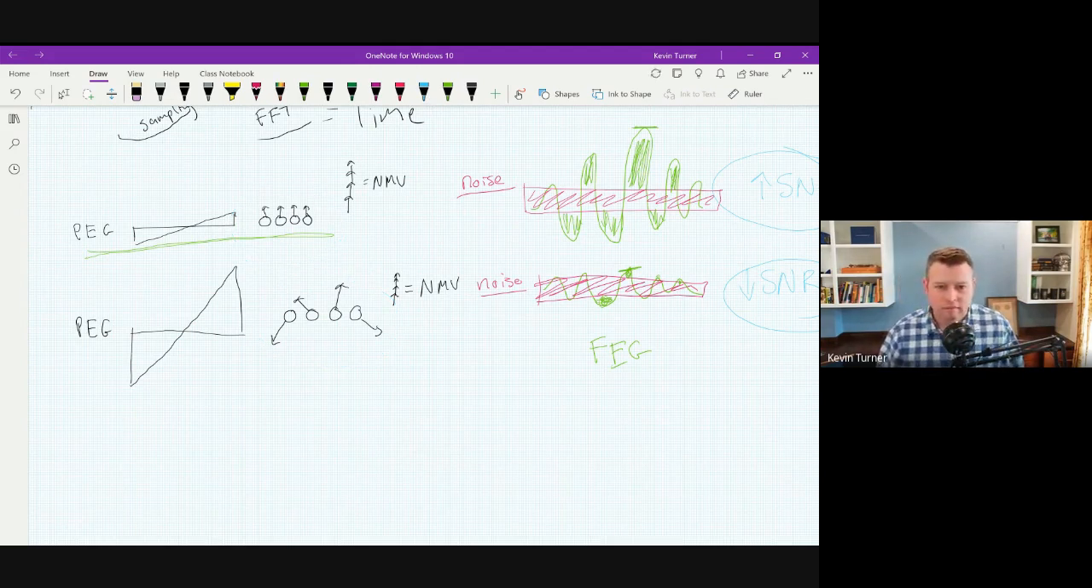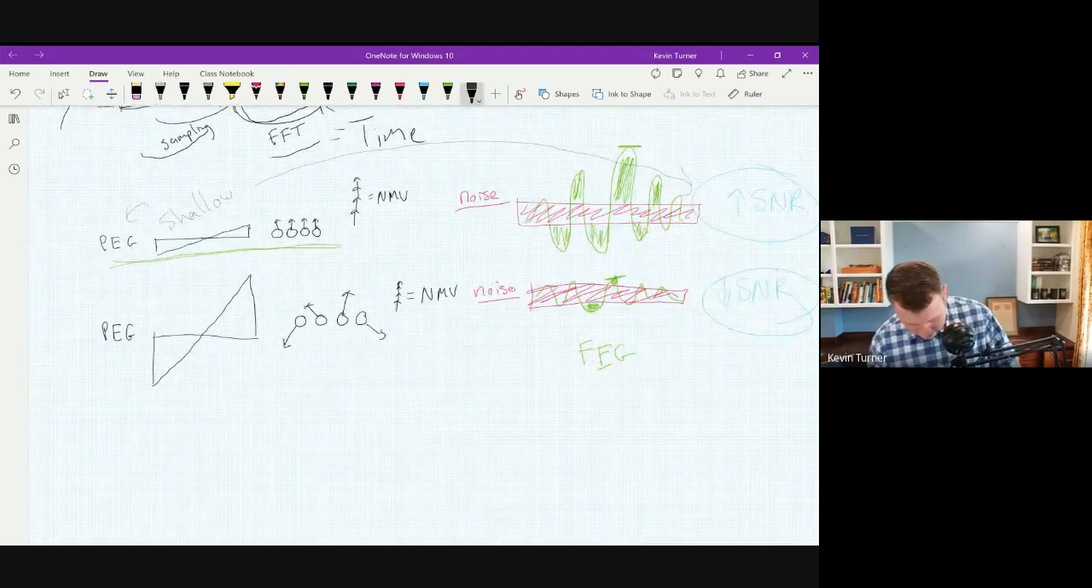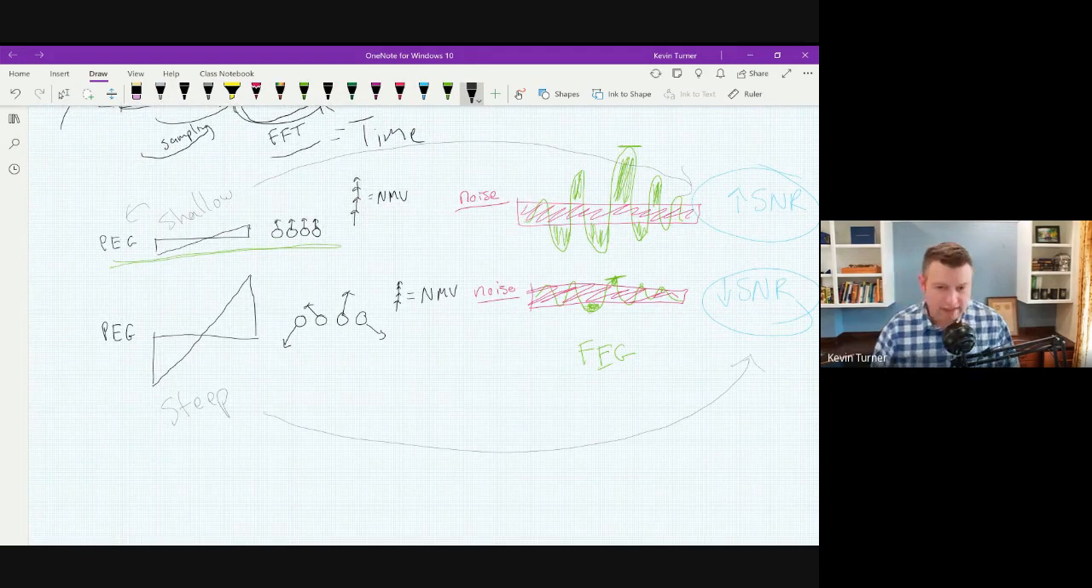All right? So a shallow phase encoding gradient leads to more SNR. And a steep phase encoding gradient leads to less SNR. All right? So, the steeper the phase encoding gradient, the lower the SNR. Yes, this is directly related to the phase matrix, which we're going to talk about next.